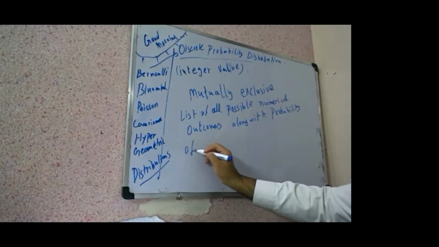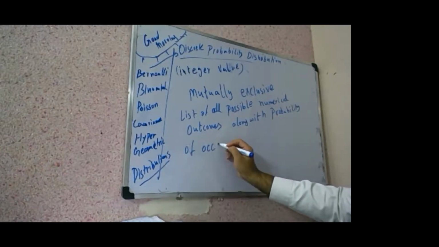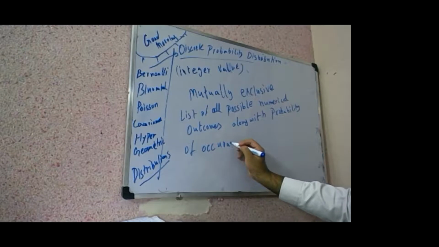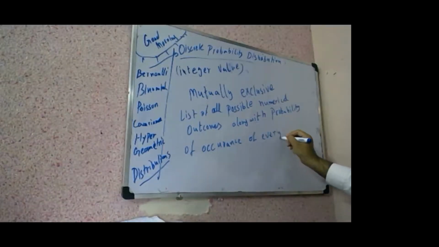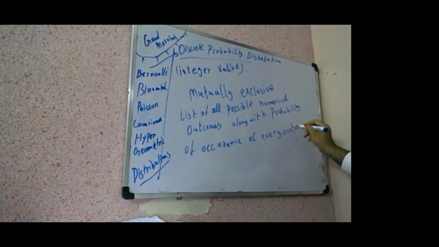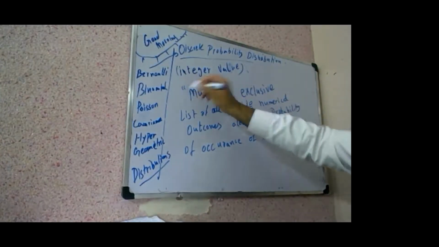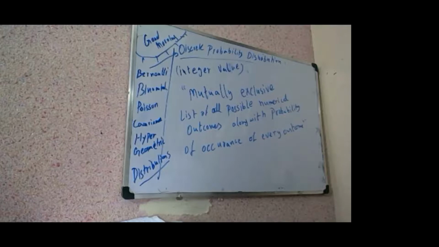Probability of occurrence of every outcome. Can I say that? For sure, I can say that. So that's about the discrete probability distribution.